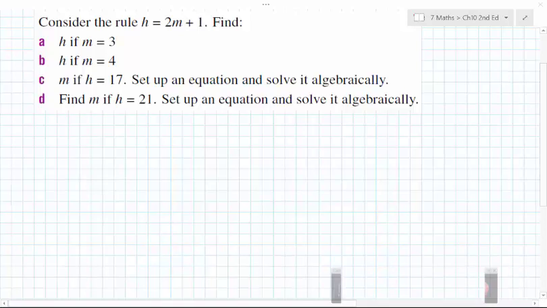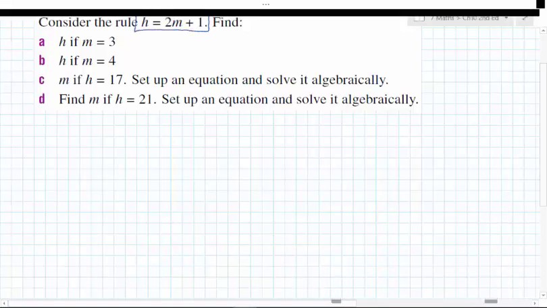Okay, so this question here wants me to consider this rule of h equals 2m plus 1 to find the following. So let's look at A. With A, it wants me to find h when m equals 3. So let's have a look at how I should do this.